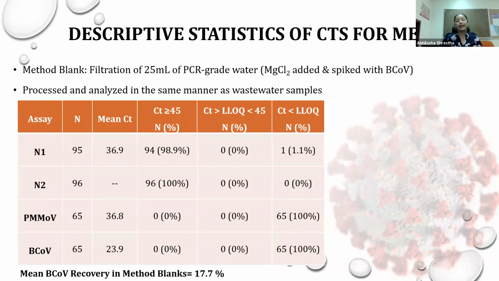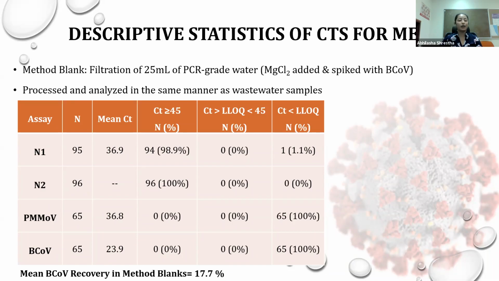And in addition to the NTCs, we also ran method blanks for each of our qPCR runs. For the method blanks, we used 25 mL of PCR grade water, and we processed it exactly like we would for all our wastewater samples. So running the method blank samples ensures that we are not contaminating our samples during the filtration and the extraction process in the laboratory. Similar to the NTCs, the method blanks were also run in triplicate for N1, N2, and in duplicates for the PMMOV and the BCOV target.